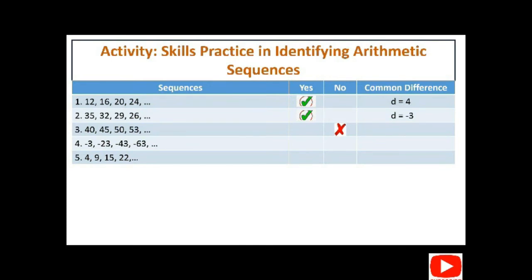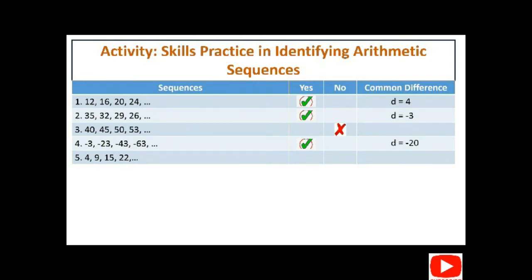Okay, how about number 4? Negative 3, negative 23, negative 43, negative 63. Is the sequence arithmetic? Yes. What is the common difference? That is negative 20, since the sequence is decreasing.